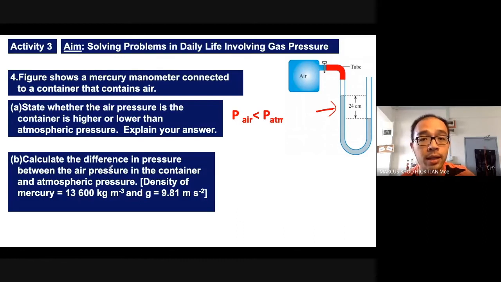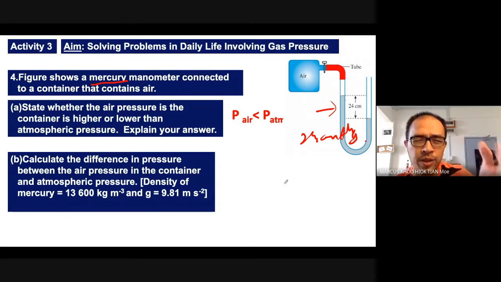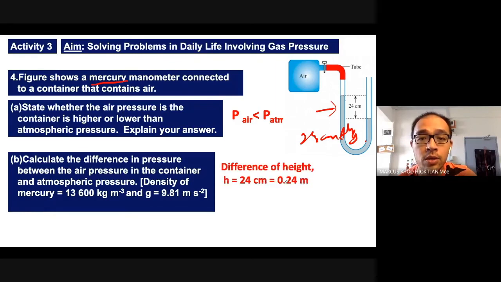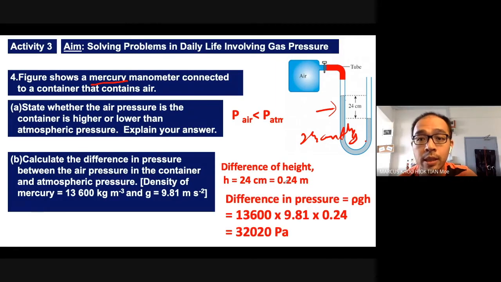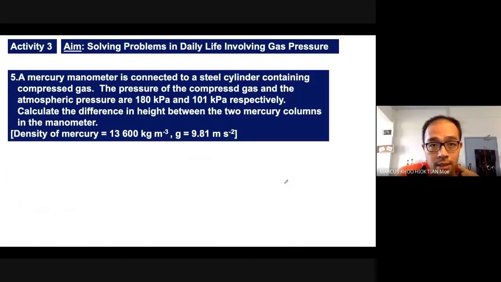So, same thing, calculate the difference in pressure between the air pressure in the container and the atmospheric pressure. The good news is, it's already 24. Since we're using mercury, obviously this is 24 cmHg. The difference is already given, so I'm not going to waste time, because we've done this calculation so many times. The conversion to Pascal, you can do on your own later.